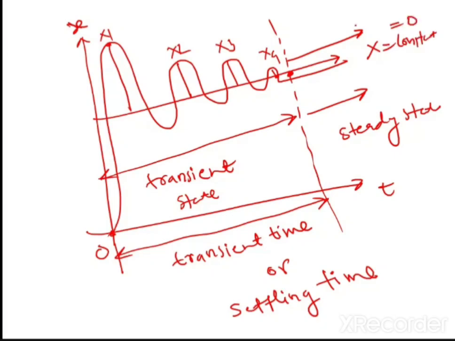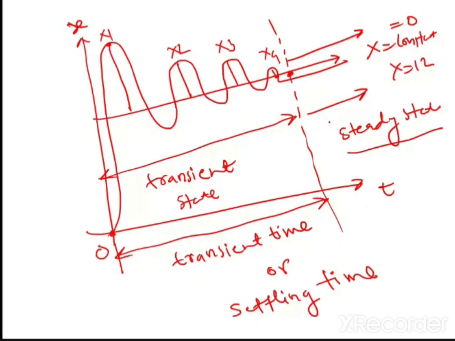It is not necessary that x should be equal to zero. Maybe the value of x is, let us say, 2L, whatever the magnitude, so that 2L will remain constant. Or sometimes in some applications, it may not remain constant. It may change, like it may become 10, 11, 12, but the variation will not be as large as in the transient state. So steady state is the permanent state which is reached after the transient state.